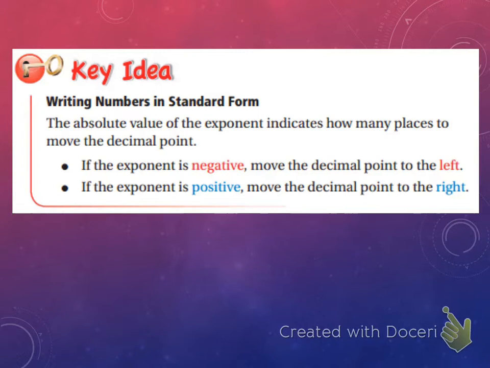Now, when writing numbers in standard form, the absolute value of the exponent indicates how many places you move the decimal point. Now, you just got to remember, if the exponent is negative, you're going to move the decimal point to the left. But if the exponent is positive, we're going to move the decimal point to the right. So, negative exponent to the left, positive exponent to the right.